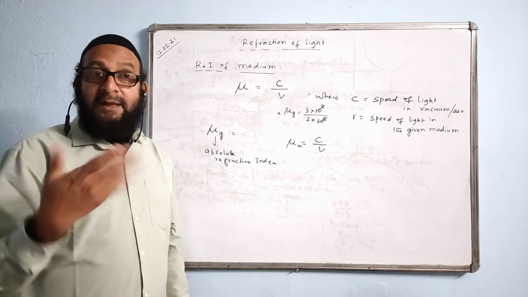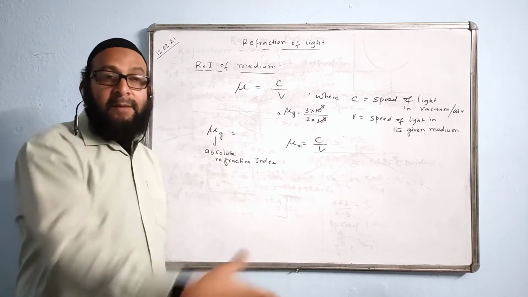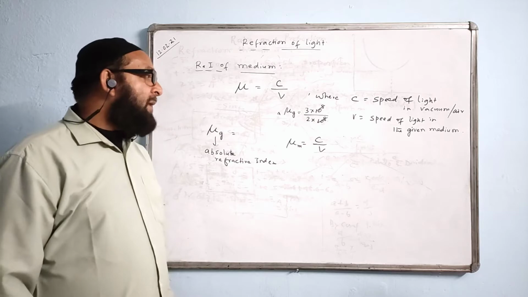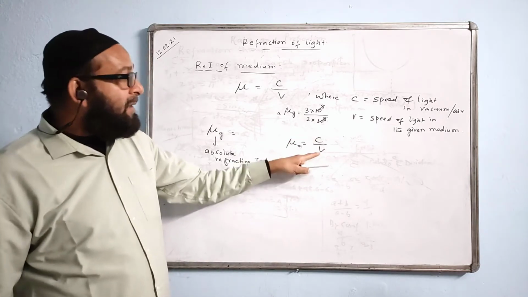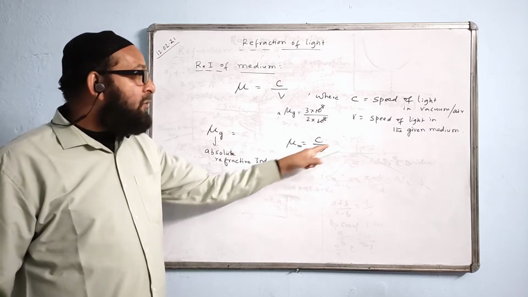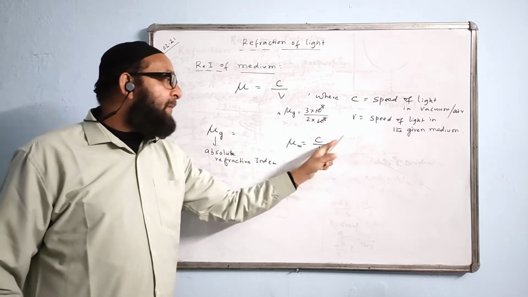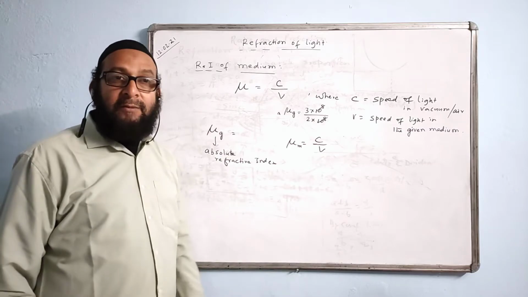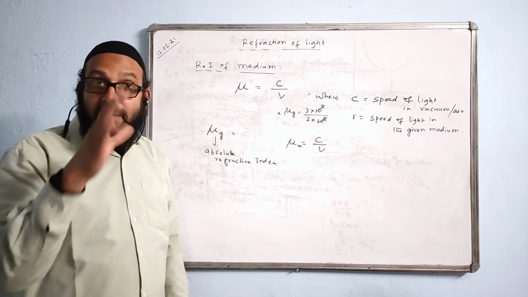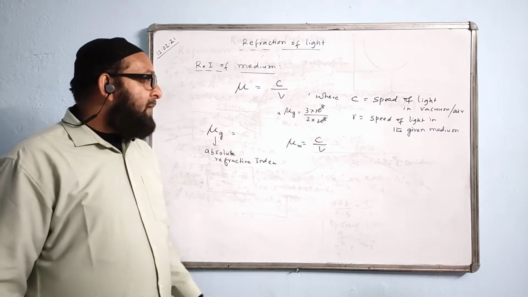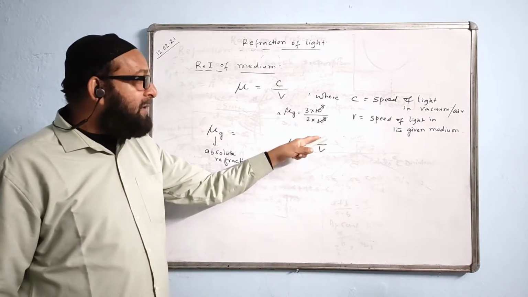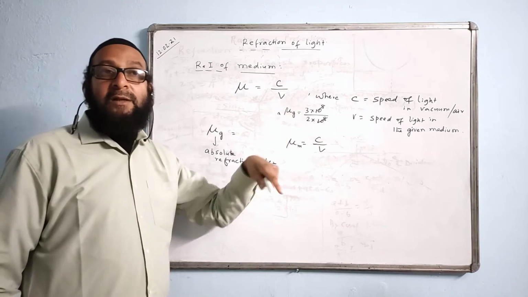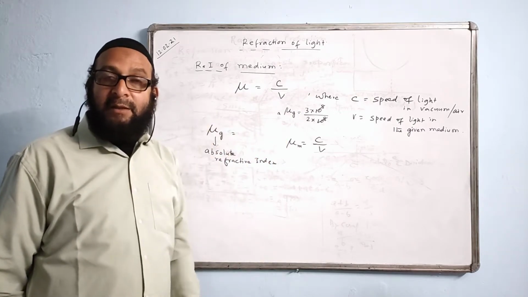Because light travels fastest in the vacuum. In another medium the speed decreases. What I mean to say is that your numerator will always be bigger than the denominator. That is, your answer will at minimum begin with 1 point something. It will never come less than 1. If the numerator is smaller than the denominator, then your answer will come 0 point something, that is, less than 1.